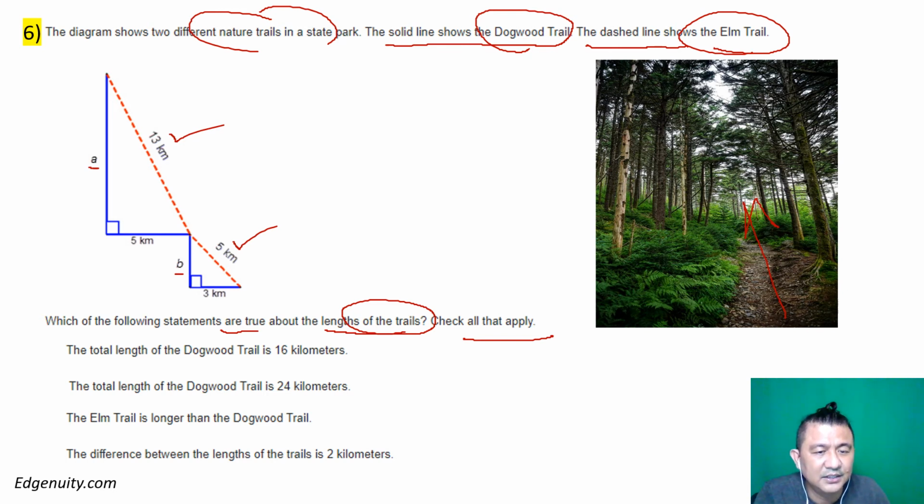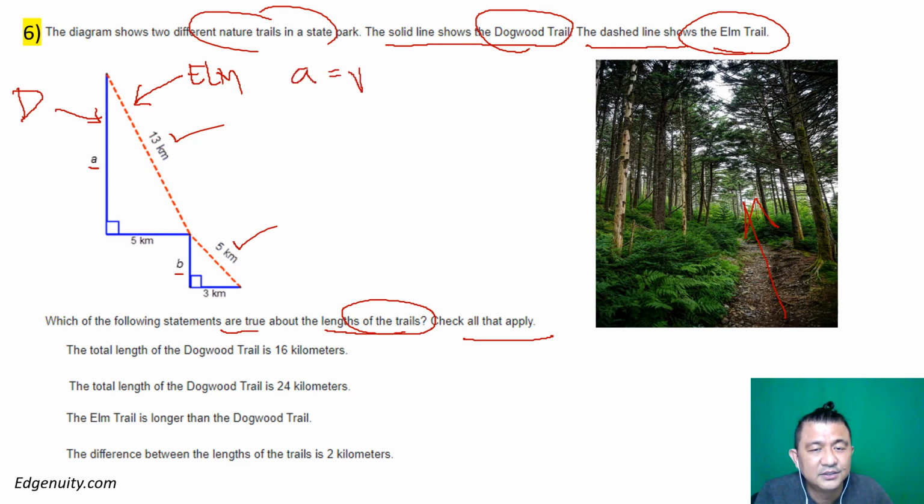Okay. The total length of the Dogwood Trail is 16 kilometers. All right. Where is the dogwood? Oh, this is the dogwood, the solid line. And then the broken lines are the elm. Okay, but listen. I don't know the missing A and the missing B. So let's solve for A first.